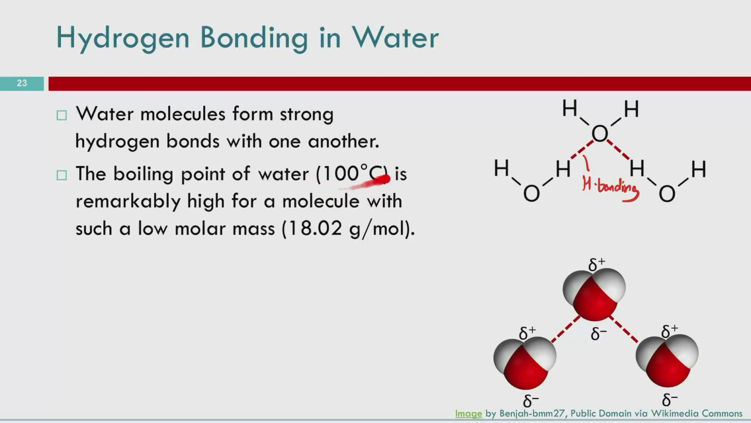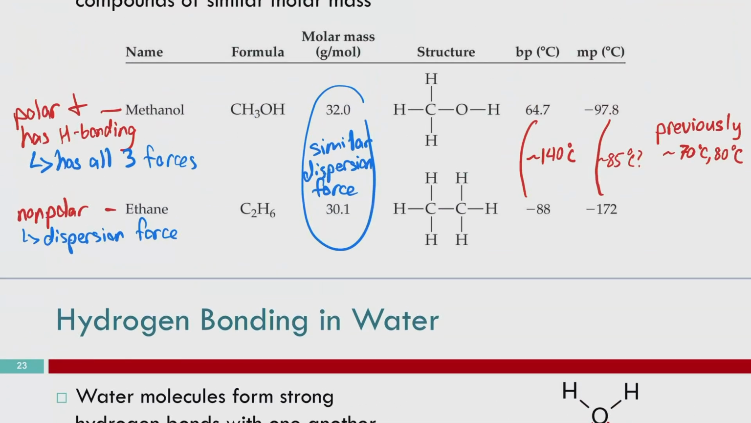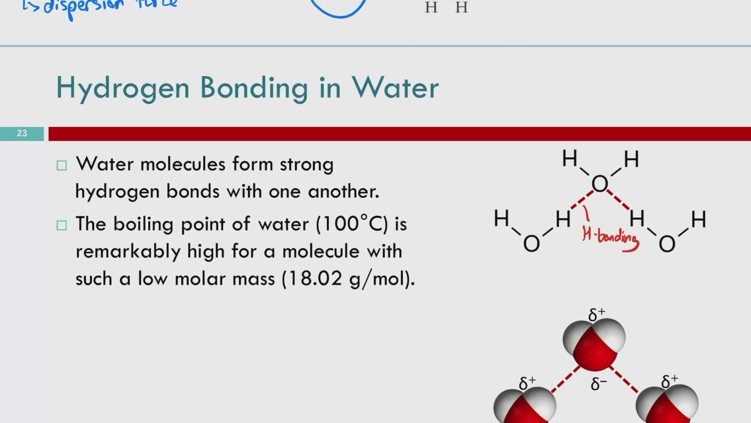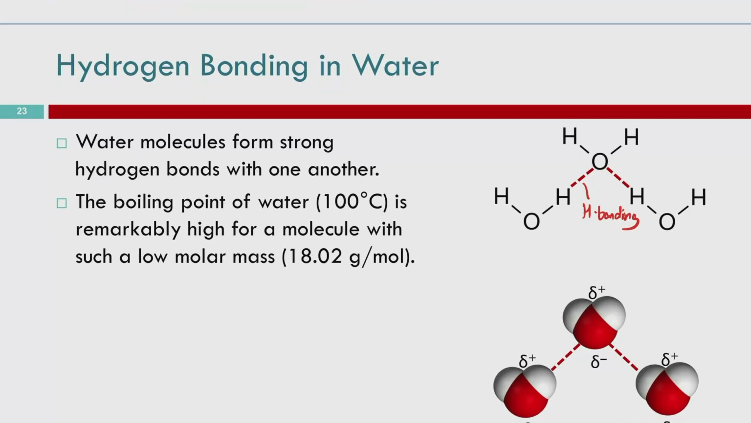So the boiling point of water at 100 degrees Celsius is higher than the boiling point of methanol, which is bigger. It's got a molar mass of 32, and its boiling point is below that of water, and water is a smaller molecule. So it's really outstanding how high the boiling point of water is.